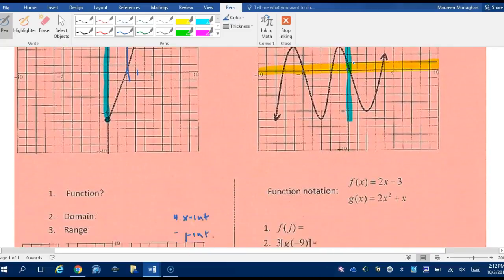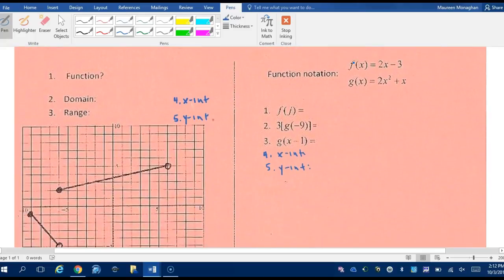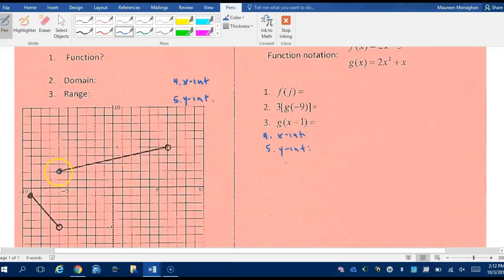Okay? Next one. Is it a function? Domain, range. Yes, it is a function. This was my only concern, this line here. But this is open, that's closed, so I only have 1 point. The domain, let's see, it starts here and it goes continuously all the way to here. So let's say that's -9 inclusive all the way to 6 non-inclusive because it's an open circle.